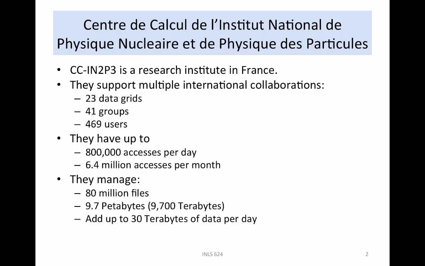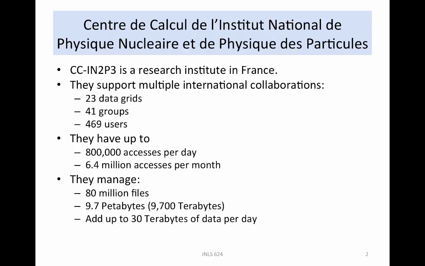The IN2P3 is one of the largest data grid centers in the world. The international collaborations span multiple disciplines, including multiple countries, and generate massive access demands. Currently, 23 data grids are managed, with each data grid supporting a different user community and implementing potentially a different set of management policies.